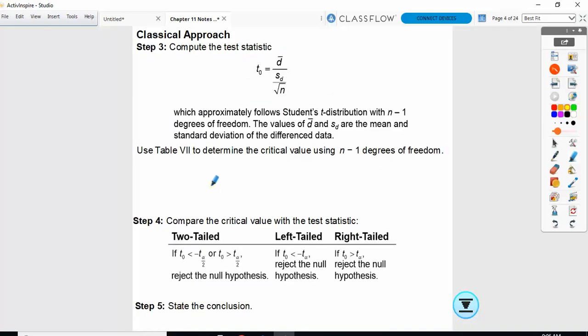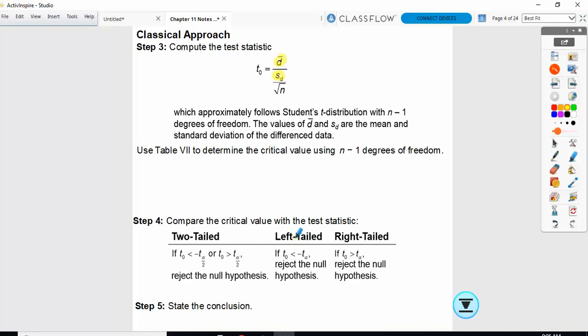We'll compute this test statistic, the t, which is like what we were doing before. This says d bar and s sub d. That's just the mean of the difference and the standard deviation of the difference. So we're going to look at the difference between the data.